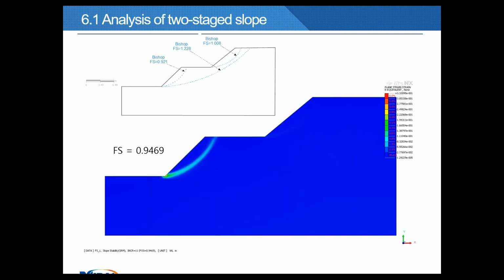When we put this model in a finite element program, for example GTS-NX, and we solve the problem, we will have only one value of factor of safety for this part of the model, so the first stage. The value is quite similar to the one from Bishop, but what to do if we want to calculate factor of safety for this part and for this part?